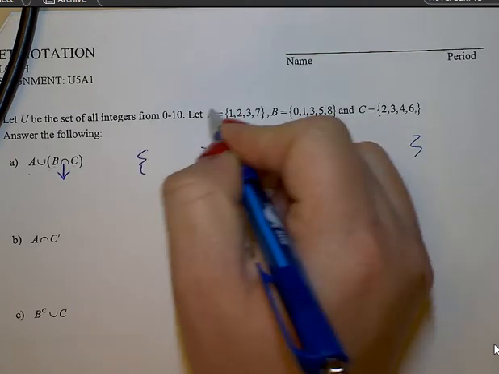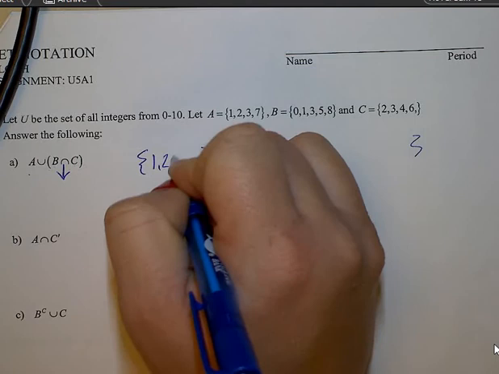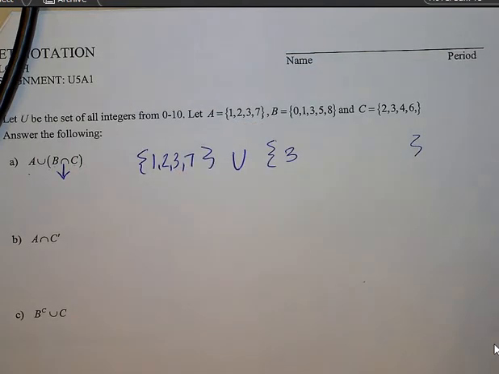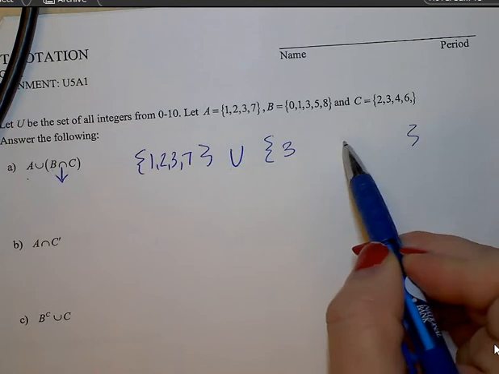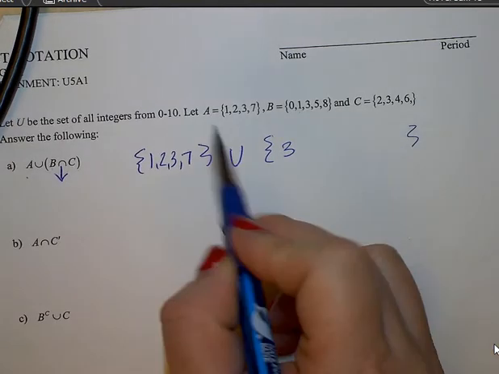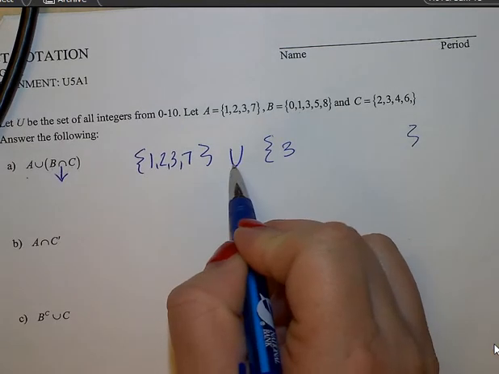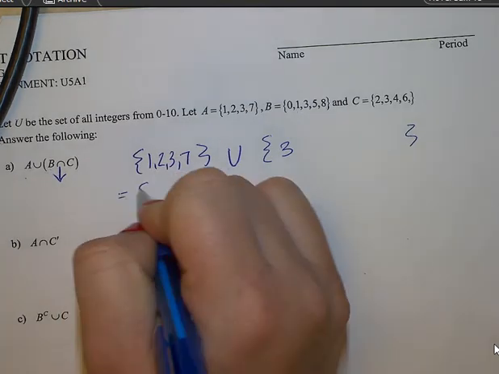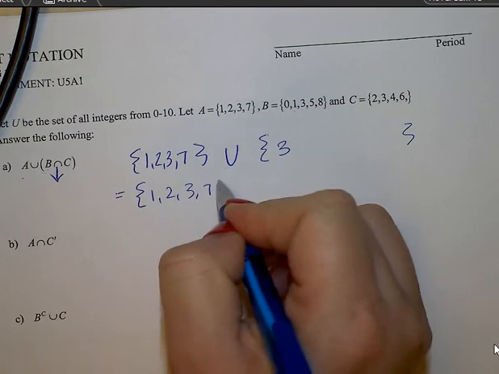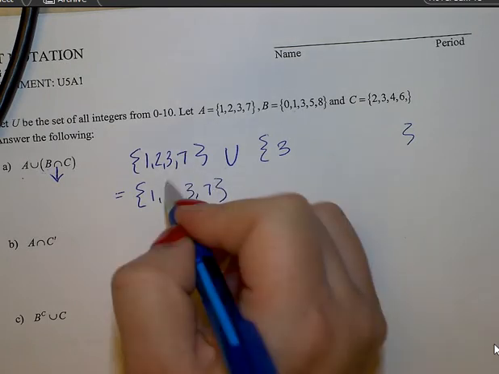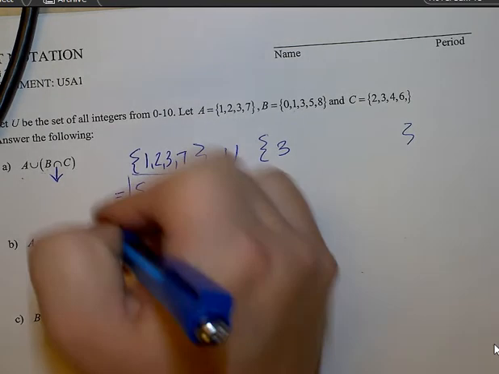And then I'm going to write down A. 1, 2, 3, and 7. So this is A union, and this set is B intersects C. So this again means or either. So I write down everything I have in common in order. 1, 2, 3, and 7. Make sure not to repeat itself. This is the answer to the first one.